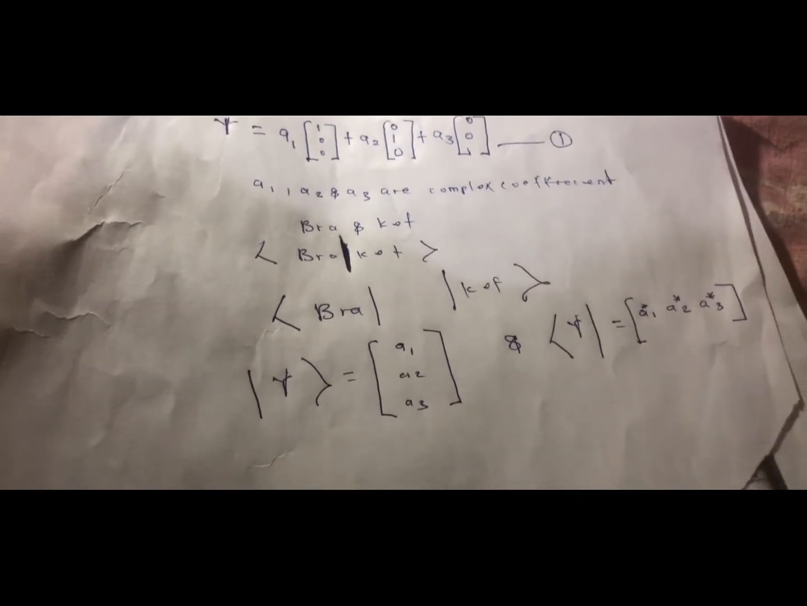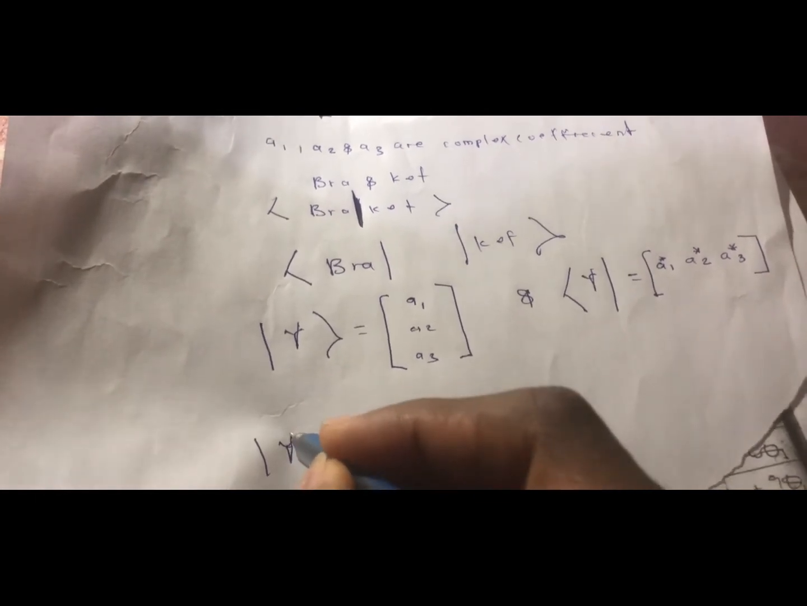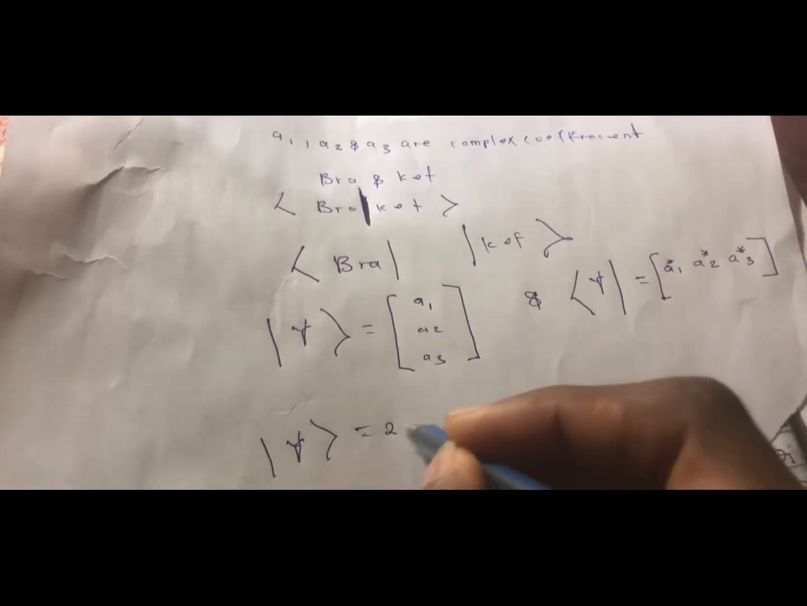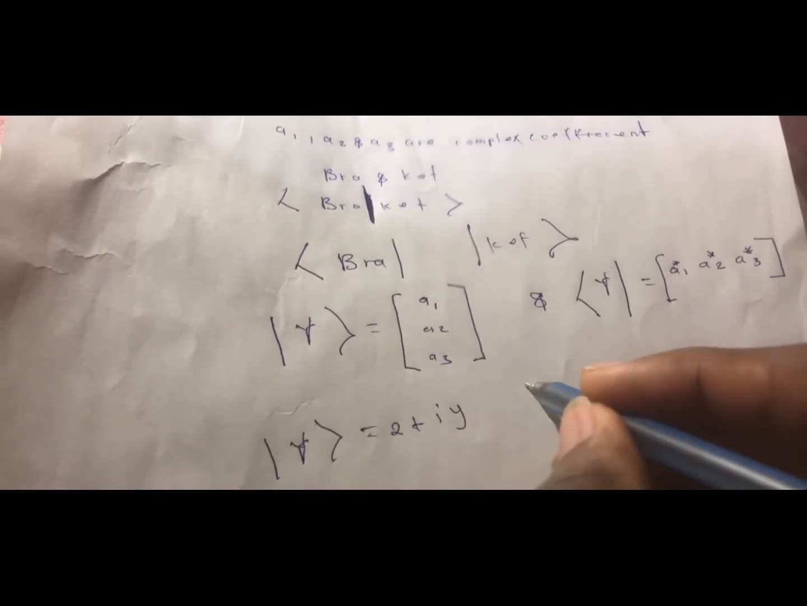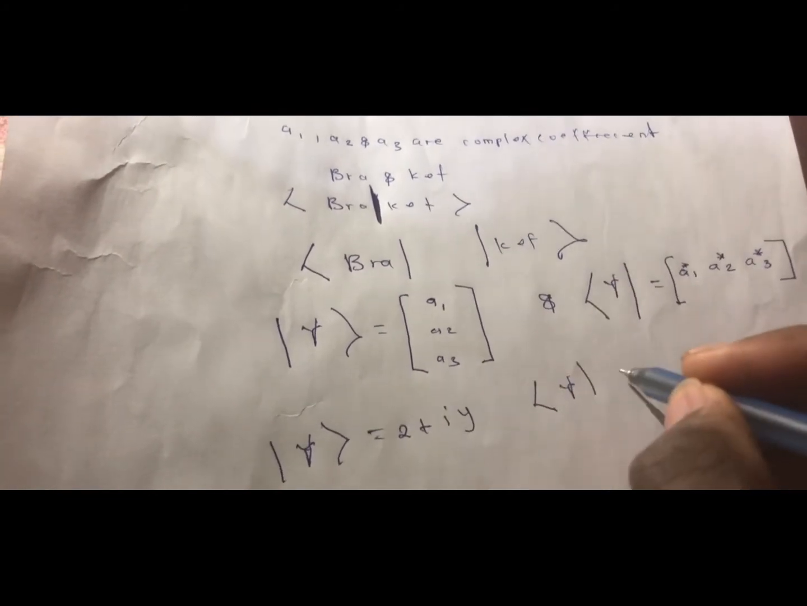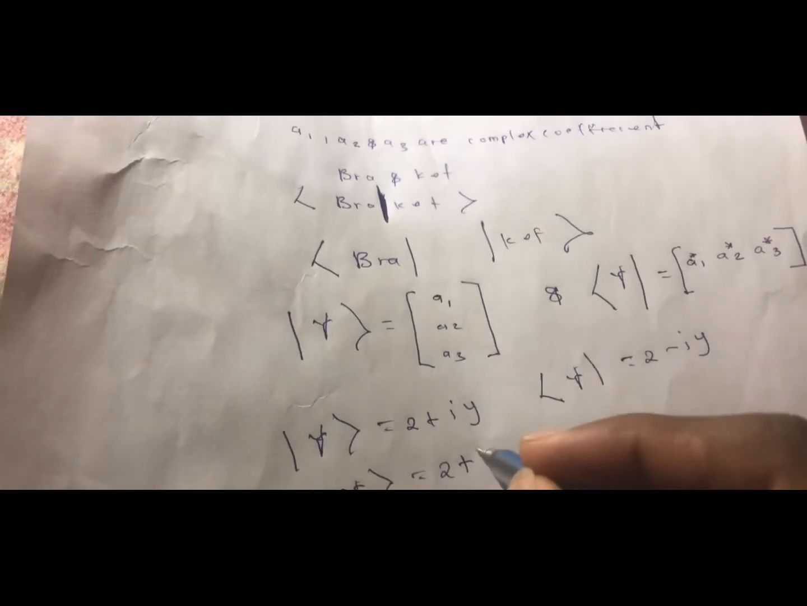So it means that when we are given a wave function in the ket form as 2 plus iy, the bra of that same vector is 2 minus iy. When you are given a ket vector as 2 plus 7y, the bra of that same vector will give you 2 plus 7y.